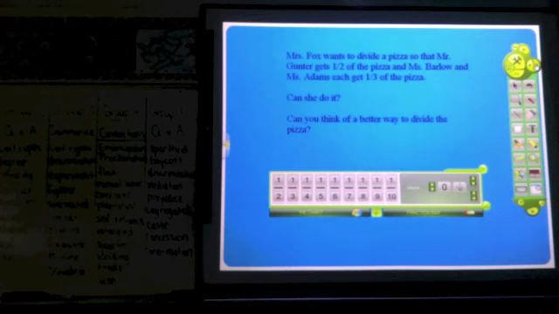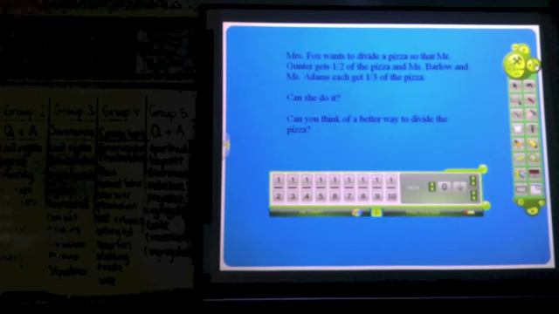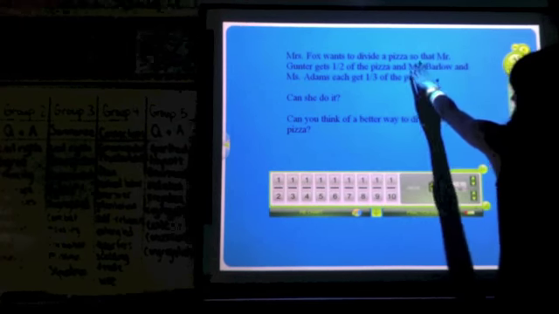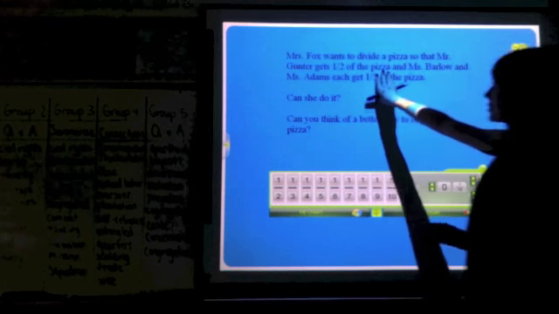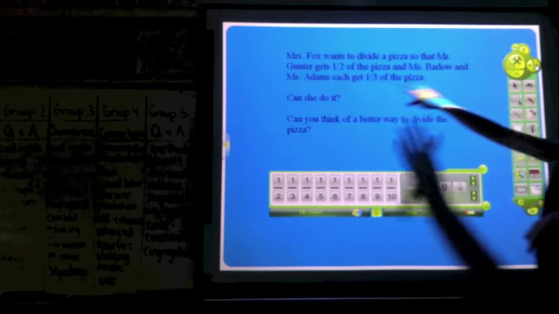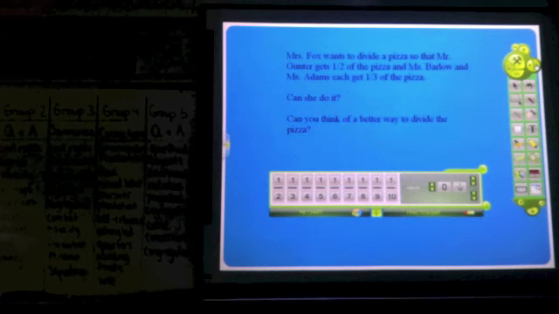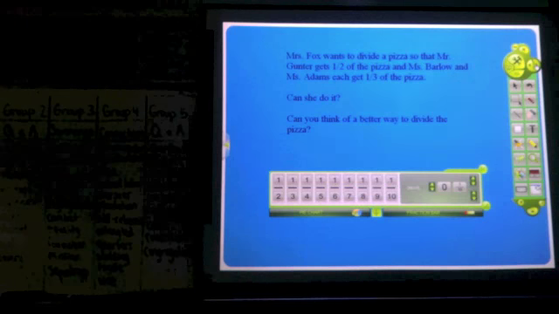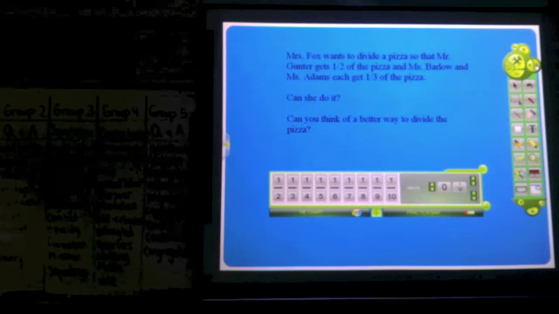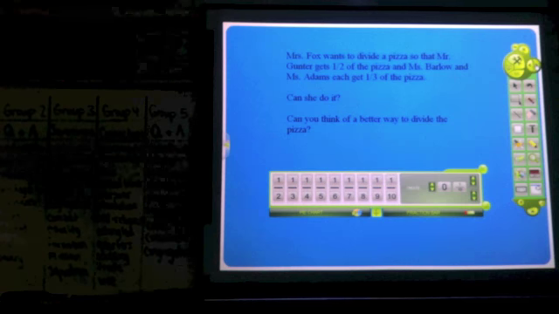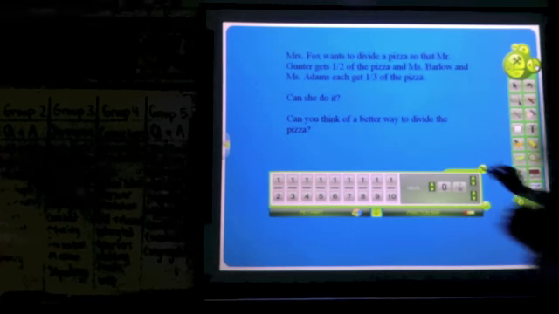All right, this is your practice problem for this evening, and I'm going to do the first part of it with you. Mrs. Fox wants to divide a pizza so that Mr. Gunter gets half of the pizza, and Miss Barlow and Miss Adams each get 1/3 of the pizza. Can she do it? Think about this for a second. Would she be able to give Mr. Gunter half the pizza and Miss Barlow and Miss Adams each 1/3 of the pizza?